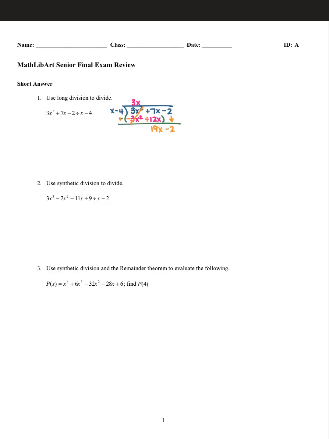So that x on the outside multiplies by 19 to give you 19x. The 19 times negative 4 gives us negative 76. You are going to subtract, distribute the negative. Your 19x's cancel. Your negative 2 plus 76 gives you 74. That 74 is your remainder. So you're going to write this as 3x plus 19 plus 74 over x minus 4.